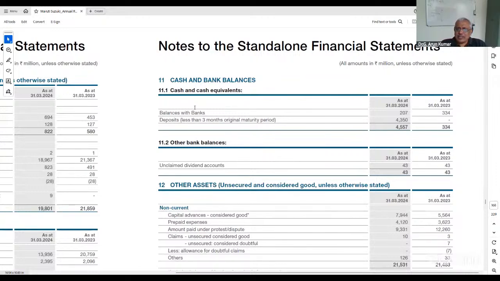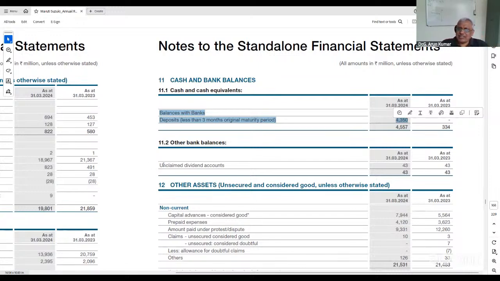Then I have what is called my cash and bank balances. What is the amount of balances with the bank? What is the amount I'm keeping in deposits with less than 3 months of original maturity period? That is there, less than 3 months out there.